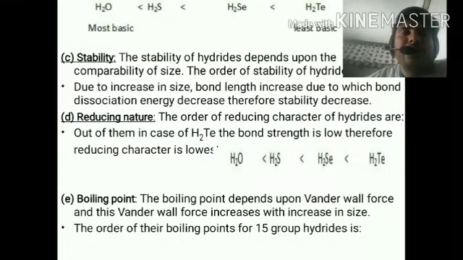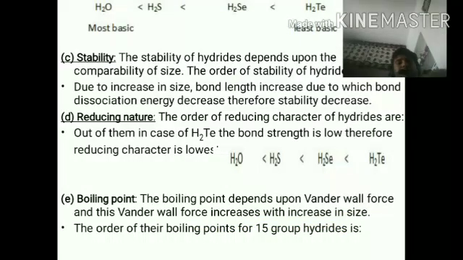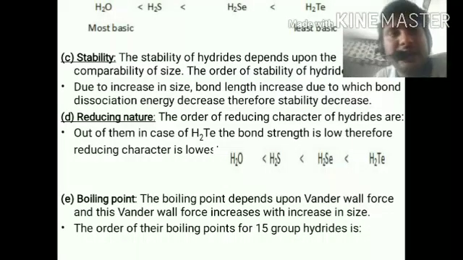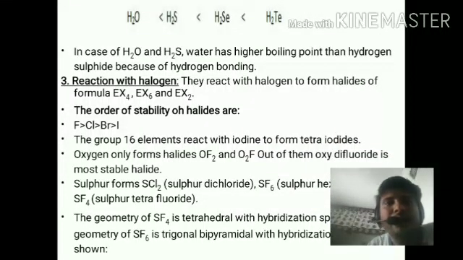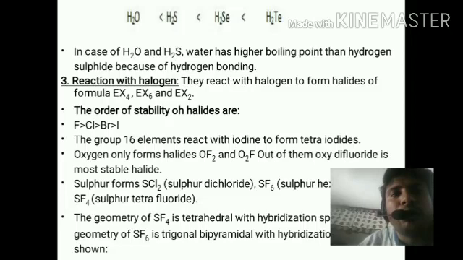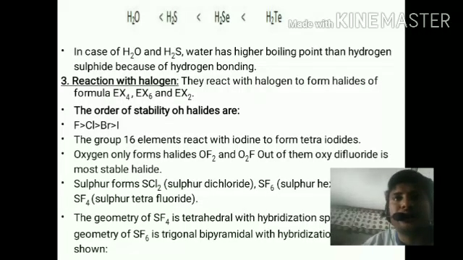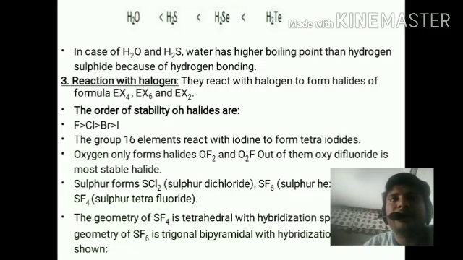Now boiling point. Boiling point depends on the molecular mass and van der Waals forces between the molecules. The van der Waals force increases with increase in size. When you move from top to bottom, the van der Waals force increases. That's why the molecular mass also increases and the boiling point also increases. This is the order of the boiling point. Water has the highest boiling point because it forms hydrogen bonds, but H2S does not form hydrogen bonds.